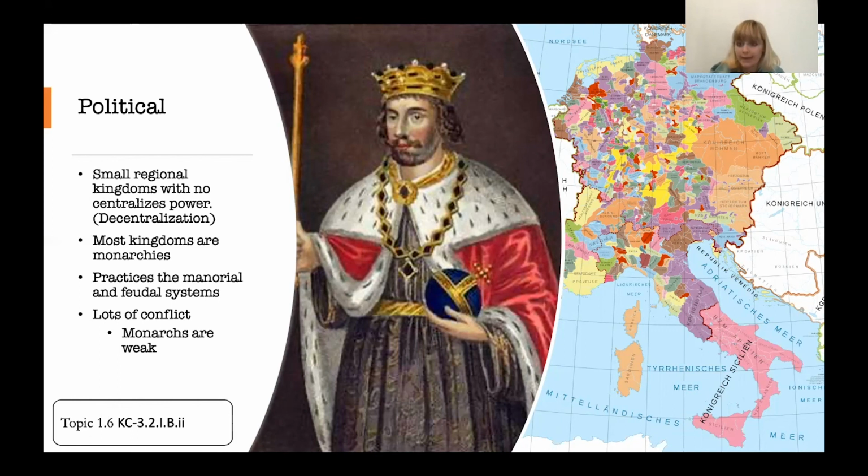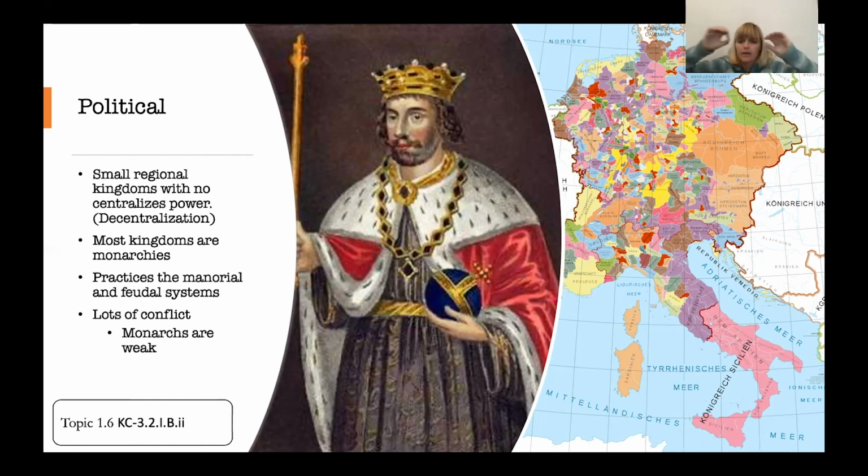So again, not a big empire with one major emperor and lots of bureaucracy helping him run his empire. Instead, small regional kingdoms, okay? And there's really no centralized power. So all of these little tiny political states tend to have one king, and none of those kings answer to one major king.